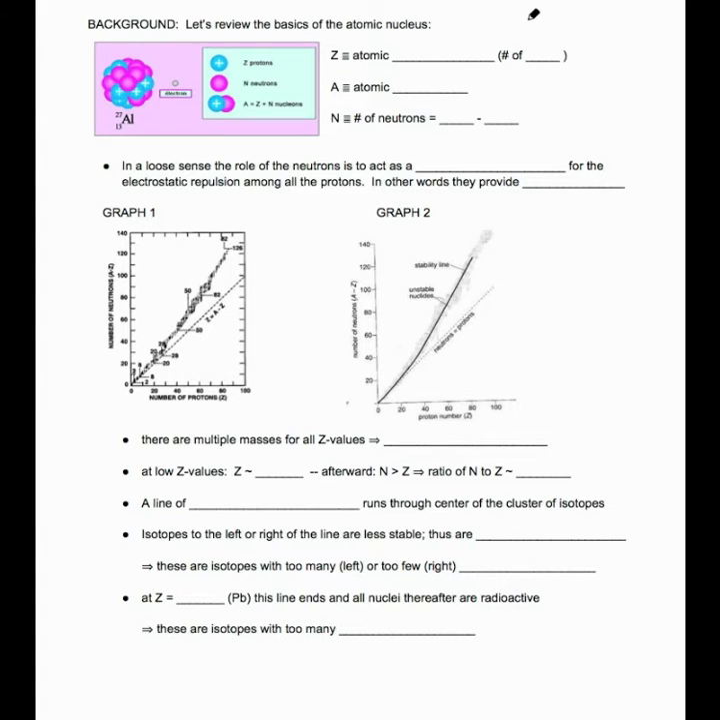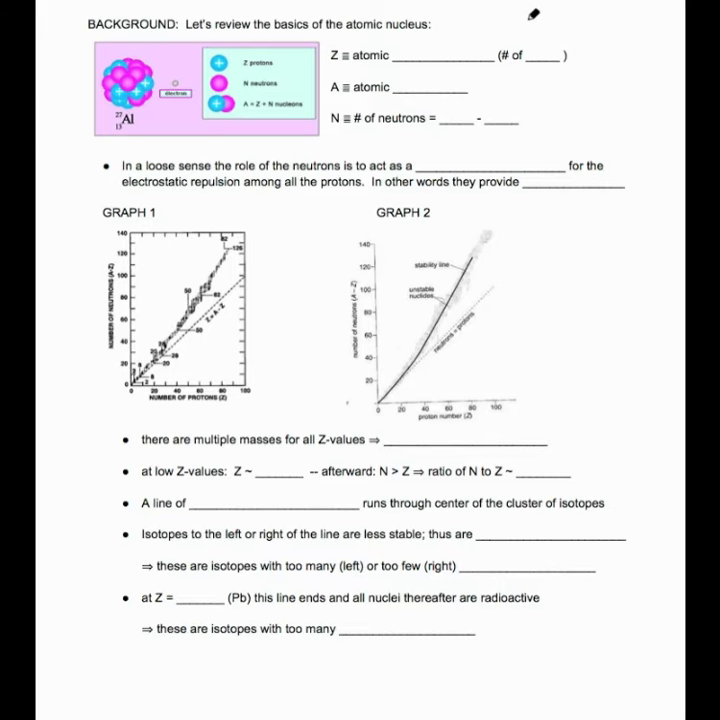Okay, so this is a tutorial on Introduction to Radioactivity. We're going to start with the basic review of the nucleus, atomic number, atomic mass, neutron number, talk about the idea of stability and radioactivity, and then turn our attention to basic nuclear reactions involving alpha, beta, and gamma decay. Further tutorials will focus on half-life and binding energy graphs.